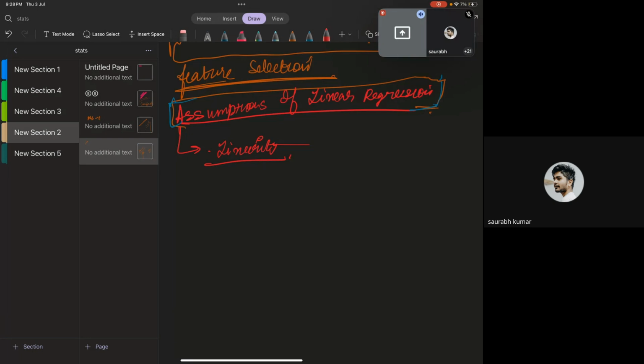All right, linearity. So guys, what are we building? Linear regression.